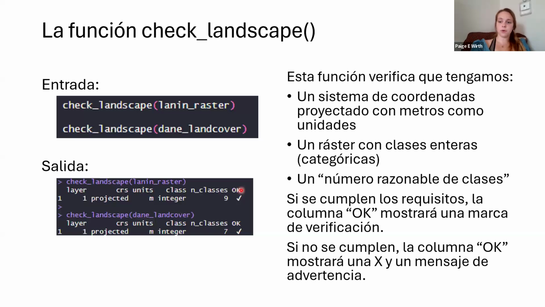If any of these requirements were not met, we would get an X in the OK column, and the function output would include a warning telling you where you went wrong, so you can correct it. But now that we've gotten the OK, we can go ahead and take a look at some actual metrics.